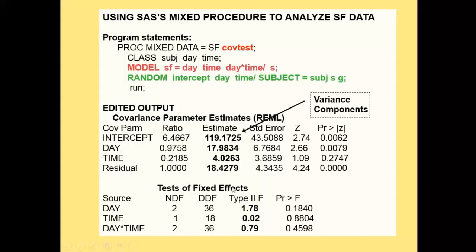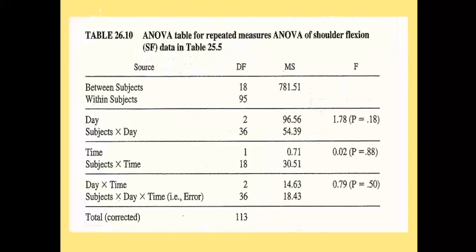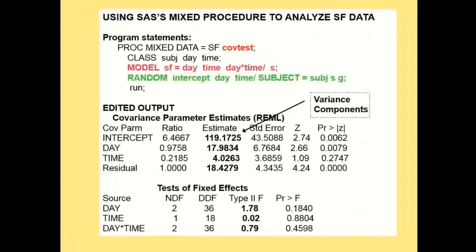Okay, so now look at all this and look down here at the bottom, not at the middle. What do you see at the bottom? You see these numbers? Have you seen them before? Yeah, same numbers, 1.78, .02 and 0.79. Right? So you can use Proc Mixed to get this. That's what you do.